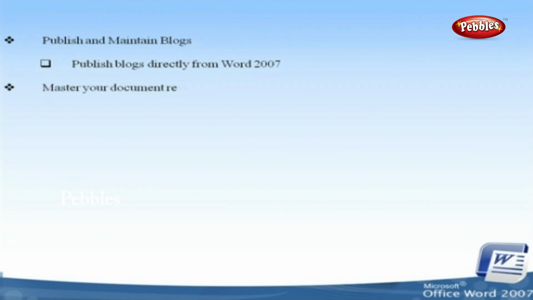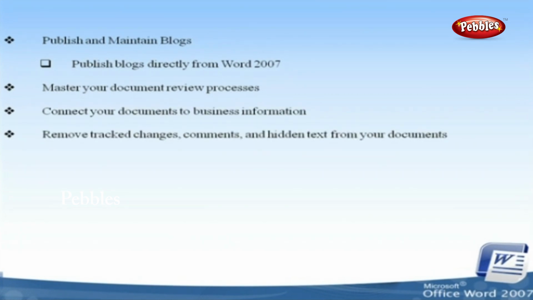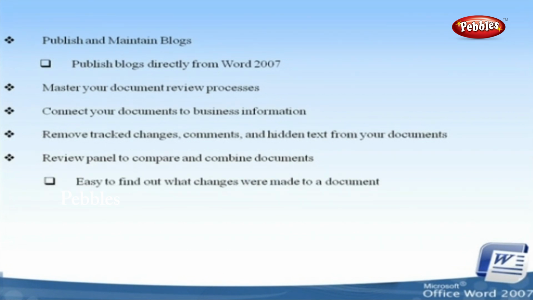Master your document review processes using Office Word 2007 and Microsoft Office SharePoint Server 2007. Connect your documents to business information. Remove tracked changes, comments and hidden text from your documents. Use the Tri-Pane Review panel to compare and combine documents. Office Word 2007 makes it easy to find out what changes were made to a document. A new Tri-Pane Review panel helps you see both versions of a document with deleted, inserted and moved text clearly marked. Reduce your file sizes and improve corrupt file recovery.